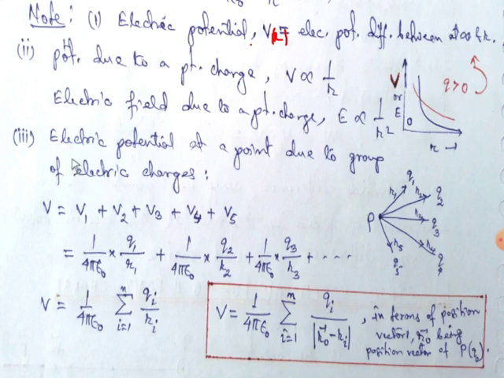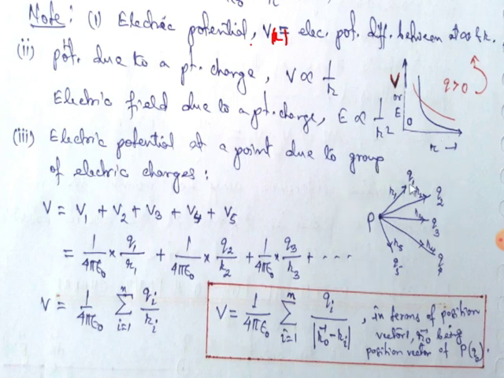Now next, number 3, let's see: electric potential at a point due to a group of electric charges. Let's try to find it out. For this, we need to take the help of superposition. Q1, Q2, Q3, and so on are distributed here like this, and this P is the point of observation. Got it? And this point P must be well within the electric field of the given charges.